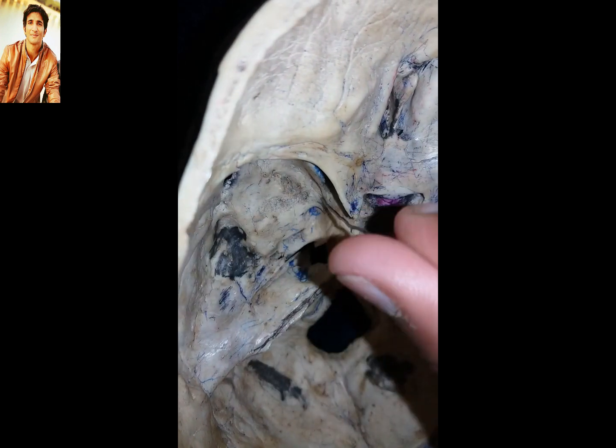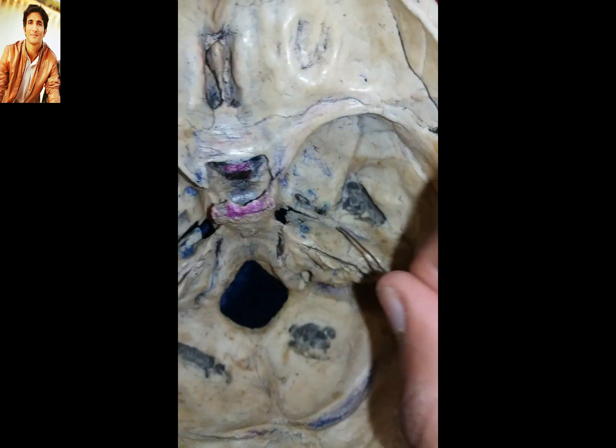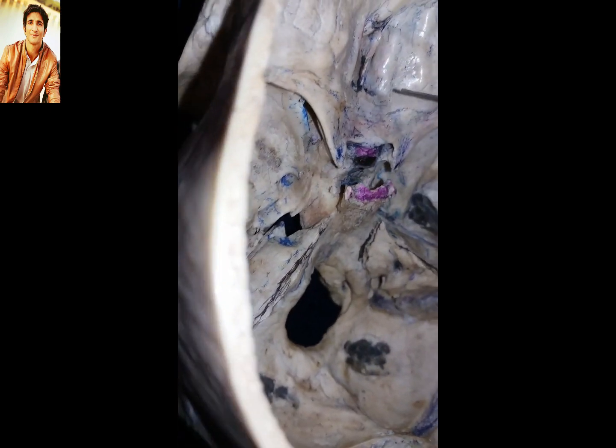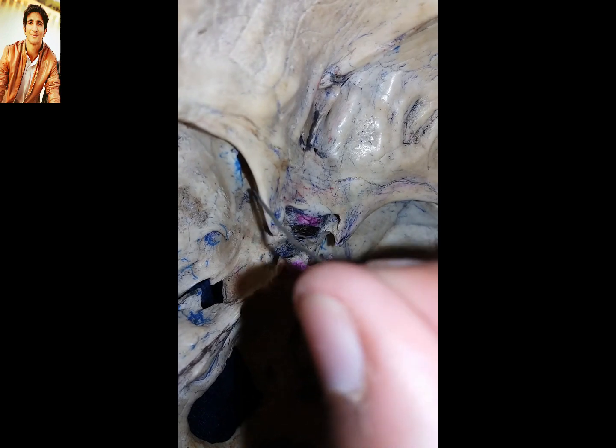On each side of the greater wing of sphenoid, you will find a crescent of four foramen. First of all, I will say that there is a crescent of four foramen.